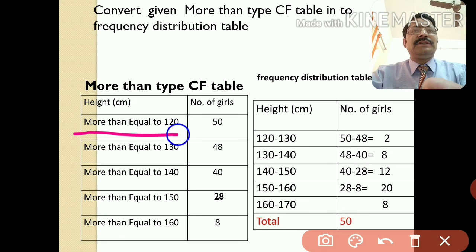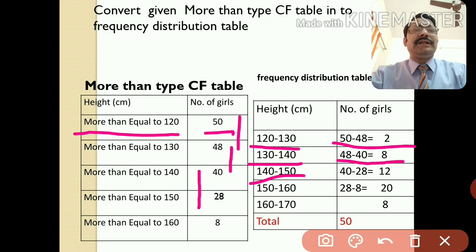For the more than type, more than 120 is given as 50, and to find 120 to 130 you subtract 50 minus 48, that gives 2. Now for 130 to 140 you do 48 minus 40, that gives 8. Now for 140 to 150 you do 40 minus 28, that gives 12. Then for 150 to 160 you do 28 minus 8, that gives 20. And last, for 160 to 170, more than 160 we have 8 only, so you can write 8 directly.